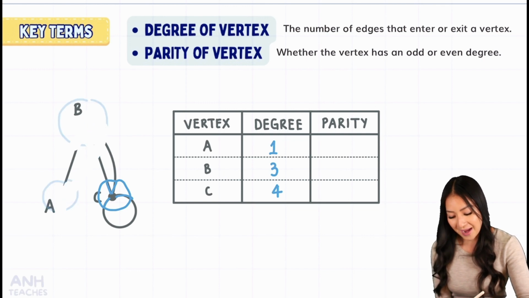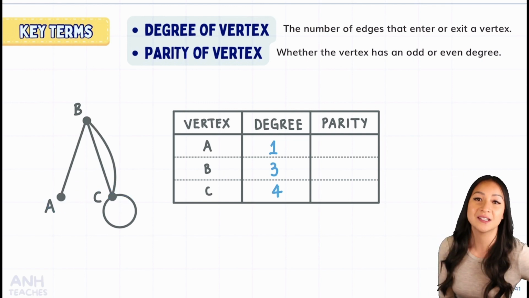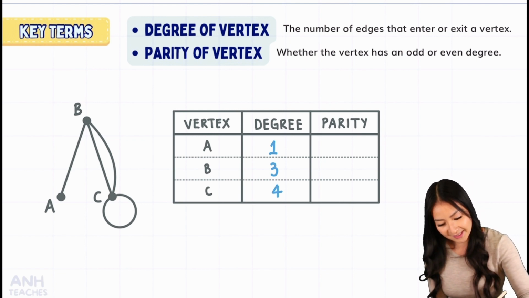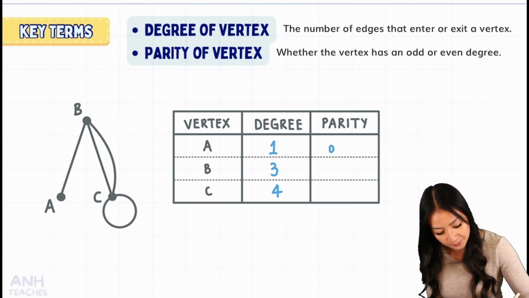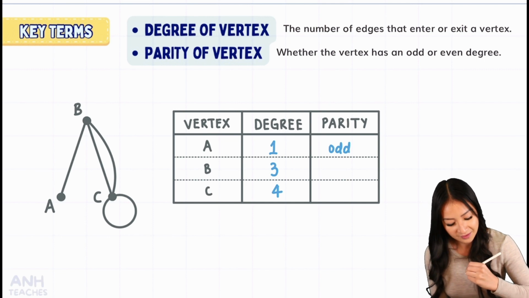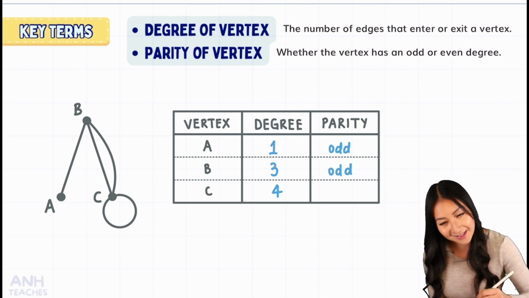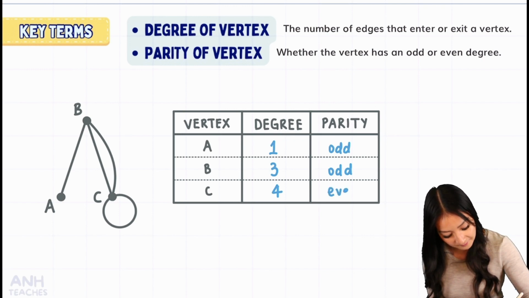Now, when we're talking about the parity of a vertex, that's simply whether it's odd or even. So vertex A is odd because 1 is an odd number. Vertex B is also odd, and vertex C is even.